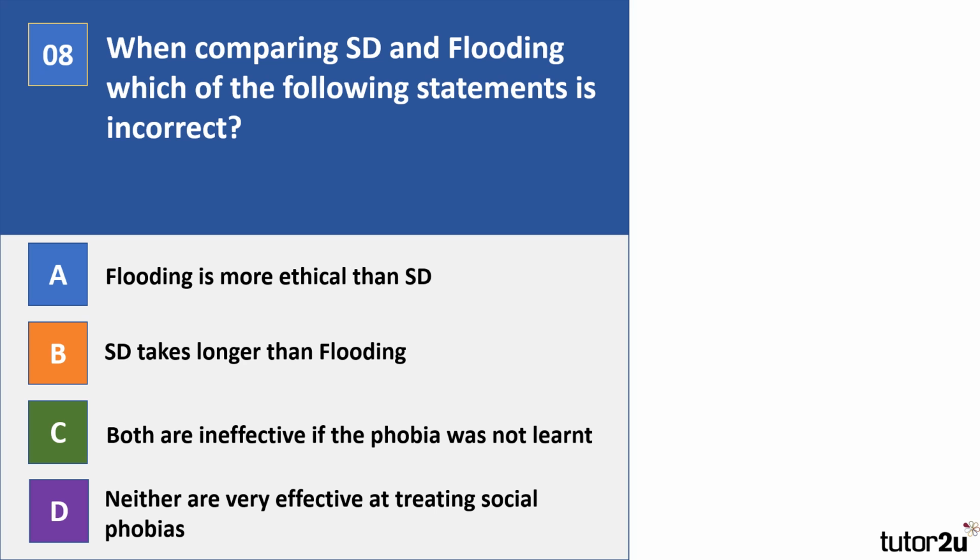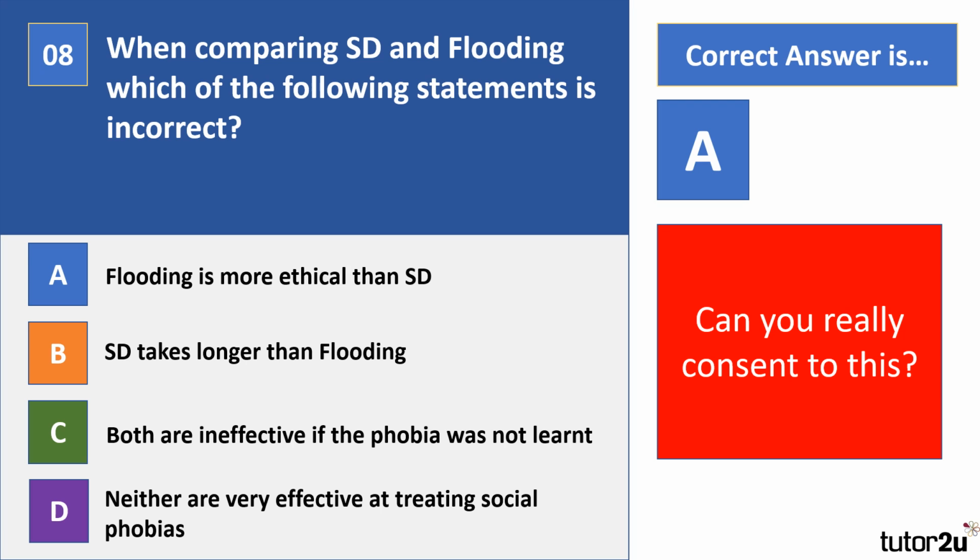Question 8. When comparing systematic desensitization and flooding, which of the following statements is incorrect? So A, flooding is more ethical than systematic desensitization. B, systematic desensitization takes longer than flooding. C, both are ineffective if the phobia was not learnt. D, neither are very effective at treating social phobias. So I want to know which one of those isn't right. So pause the video.